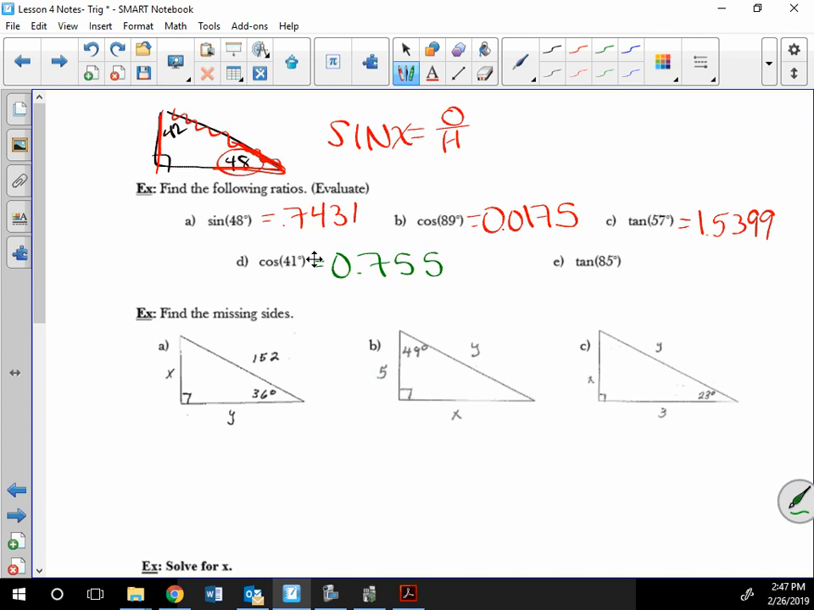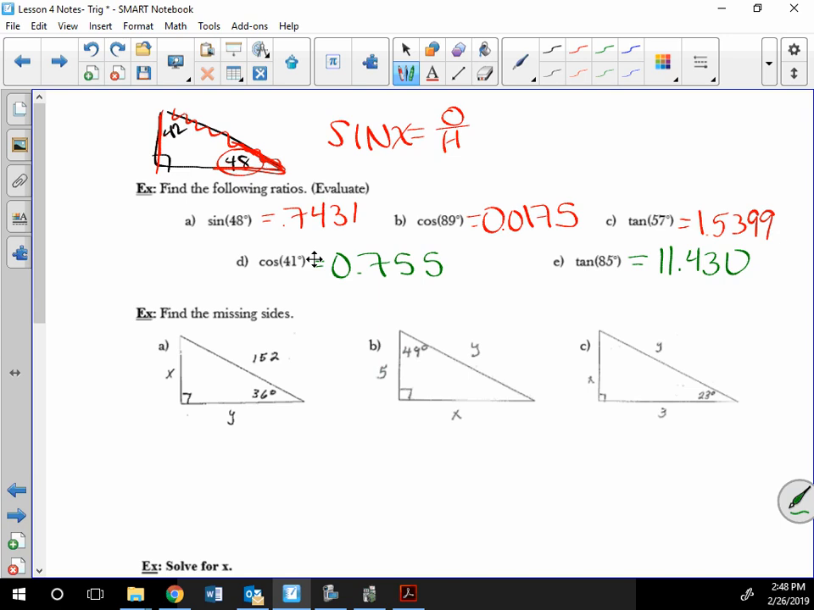All right, what do we get for tangent of 85? 11.430. Why are you only going to the third one? Oh, I just said 2. Oh, okay. I just decided to change my mind halfway through.